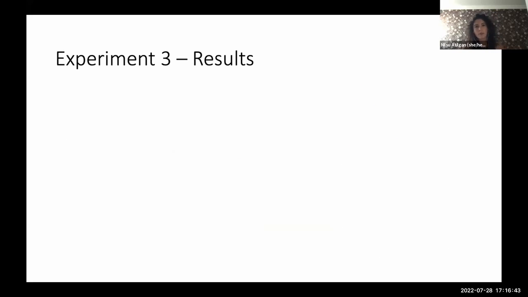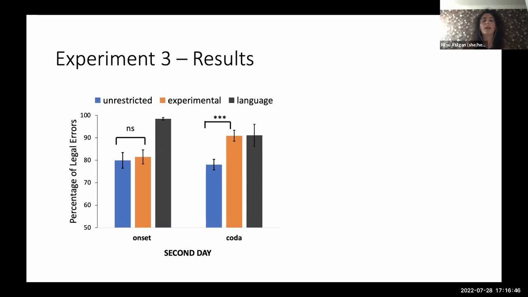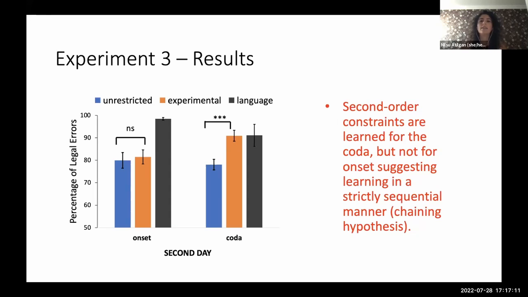Moving on to the last pattern of results, we would like to look at the difference between onset and coda learning. I'm only showing the second day of results here, because that was the day that we saw some learning. In the onset position, we did not see any difference between unrestricted and experimental constraints, but in the coda position, the legality of errors for experimental constraints was pretty much comparable to the language-wide errors. So we concluded that second-order constraints are learned for the coda but not for the onset position, suggesting learning in a strictly sequential manner, kind of indicating the chaining hypothesis.